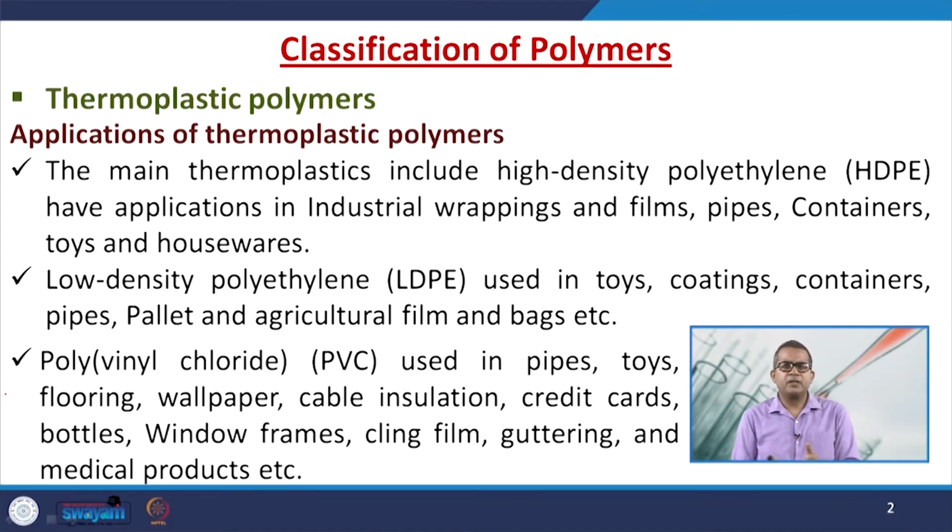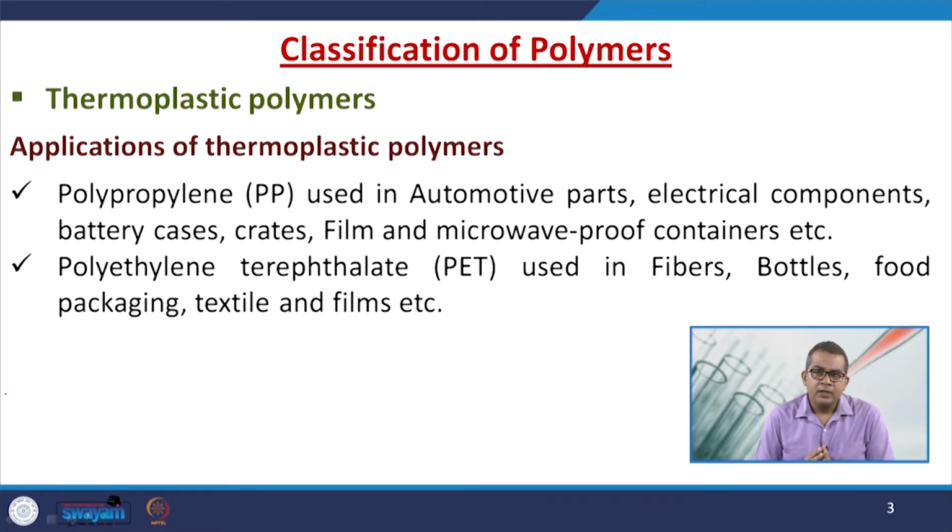So these types of applications are very common with respect to thermoplastic polymers. Others are like polypropylene. They are very common, used in automotive parts, electrical components, various kinds of battery cases, etc. Then PET is used in fibers, bottles, everyone. I mean, if you go for packaged drinking water, or if you see different types of juices, etc., you will find their application in polyethylene terephthalate bottles, food packaging, textile, film, etc. So these are the various spectrum of thermoplastic polymers.